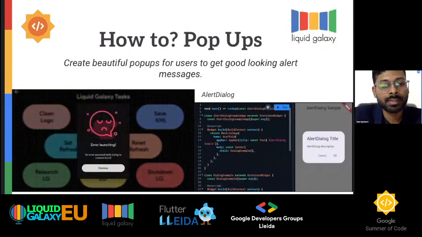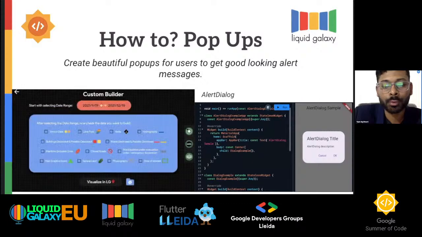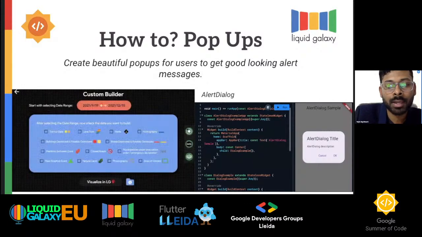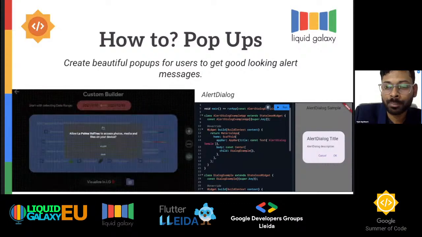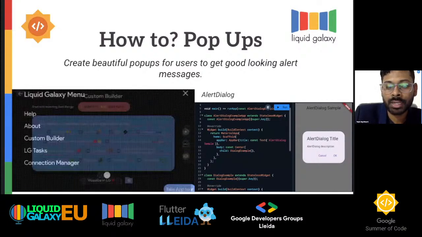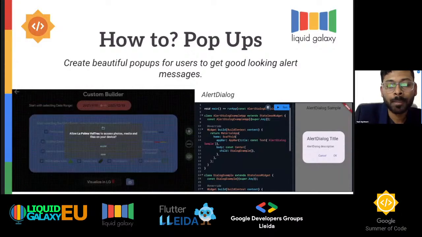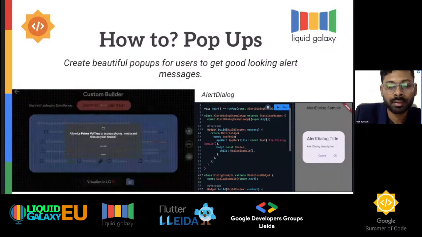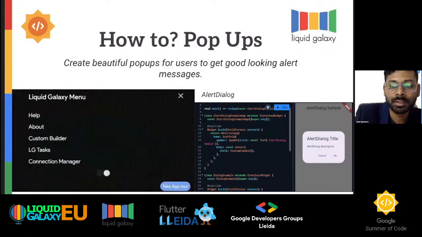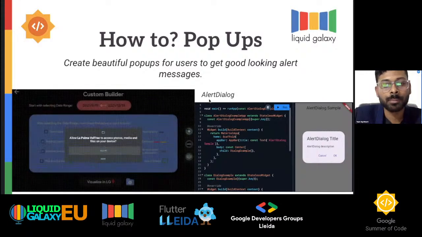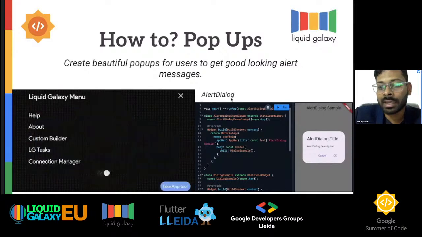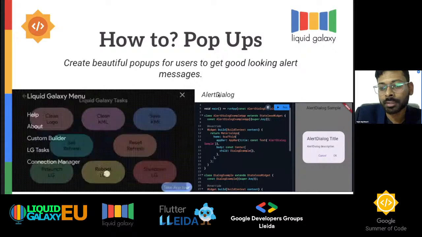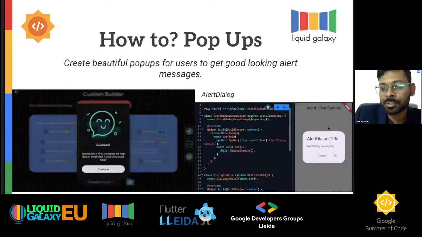The next thing, something that all of you will be doing, is making pop-ups. These pop-ups will come when you are making something like a reboot LG, a restart of the Liquid Galaxy, or a shutdown operation, because you want the user's confirmation whether they want to do so or they have just clicked on it by mistake. Which brings me to the point that you can use the alert dialog, which is pre-made. The class is pre-available in your Flutter, and it allows you to create this sort of thing.